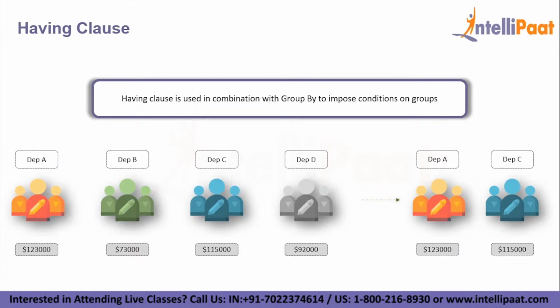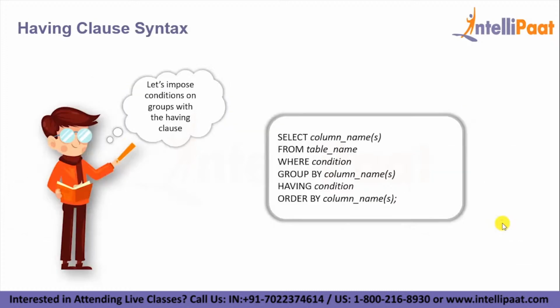For example, over here we have 4 departments A, B, C and D. And we also have the corresponding average salary of the employees belonging to each department. Now let's say we wanted to see only those departments where the average salary is greater than $100,000. So this is where having clause can be used to impose the condition and get only those departments where the average salary is greater than $100,000. And this is the syntax for the having clause.